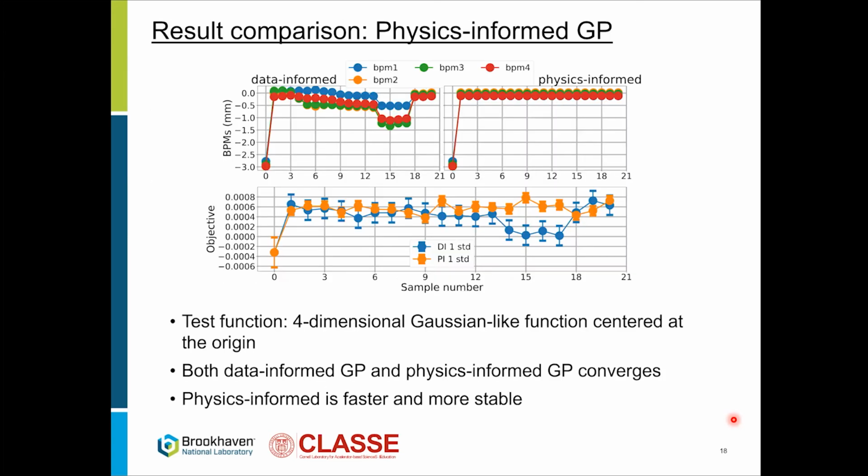So here are some simulation results that we ran to test how the performance improved with different methods. To simulate our real problem, we used a test function, which is a 4D Gaussian-like function centered at the origin. Here we see the optimization data after training with initial data points. Both data-informed and physics-informed GP can converge pretty fast. However, the physics-informed method is clearly much more stable once it has found the optimum solution.